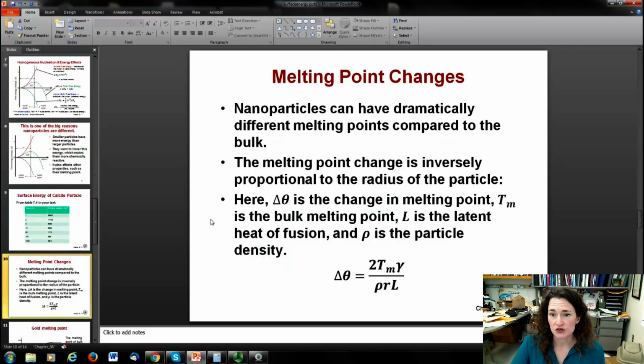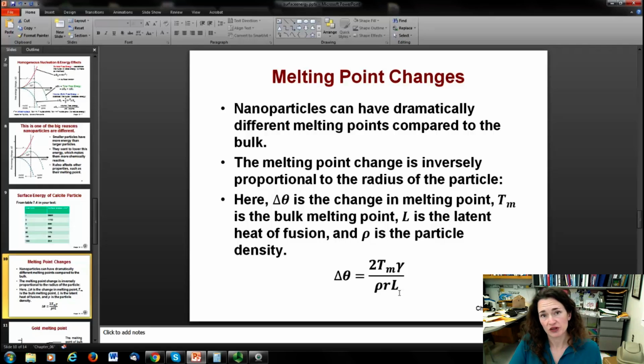And nanoparticles can have dramatically different melting points compared to the bulk. You can plot the melting point change, which I do in the next slide, but the melting point change is going to be inversely proportional to the radius of the particle according to this equation here. Delta theta, which is the change in the melting point, is equal to 2 times the bulk melting temperature T_m times the surface energy gamma divided by the density rho divided by the radius of the particle r, and then divided by the latent heat of fusion.